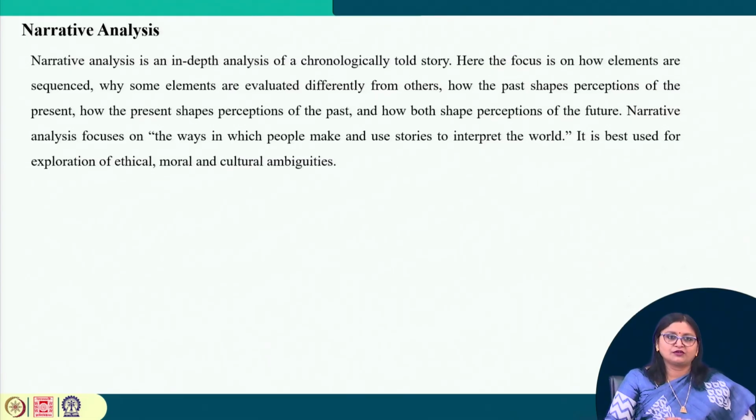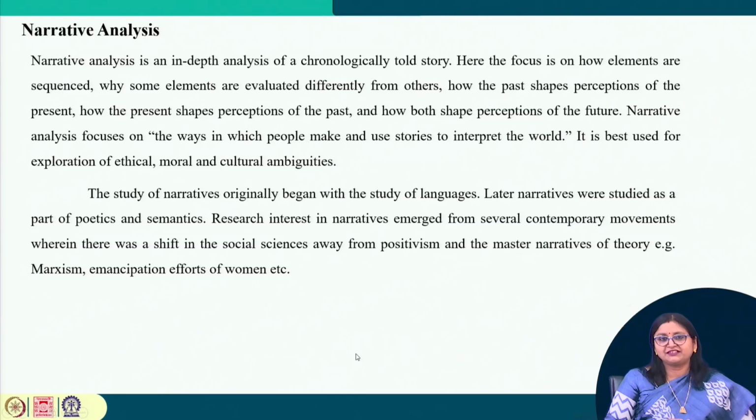It is best used for exploration of ethical, moral and cultural ambiguities, and you have seen that 6 Gulf countries have banned this Dhurandhar, but people are watching it in Pakistan and Bangladesh and other countries also, outside the cinema halls, etc. So, what is the narration there? If a researcher is interested to conduct a study on this kind of scenario, the narrative analysis or this kind of study originally begins with the study of language.